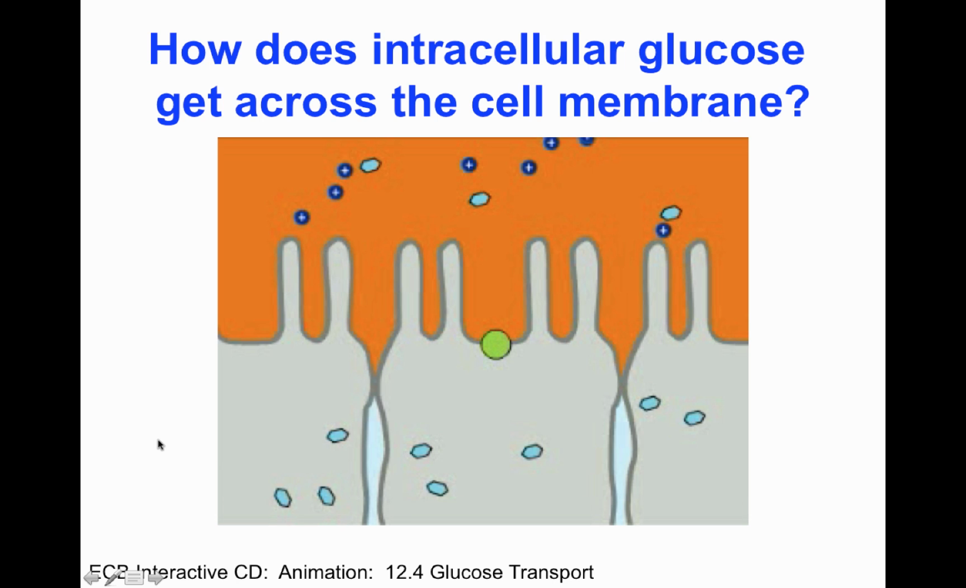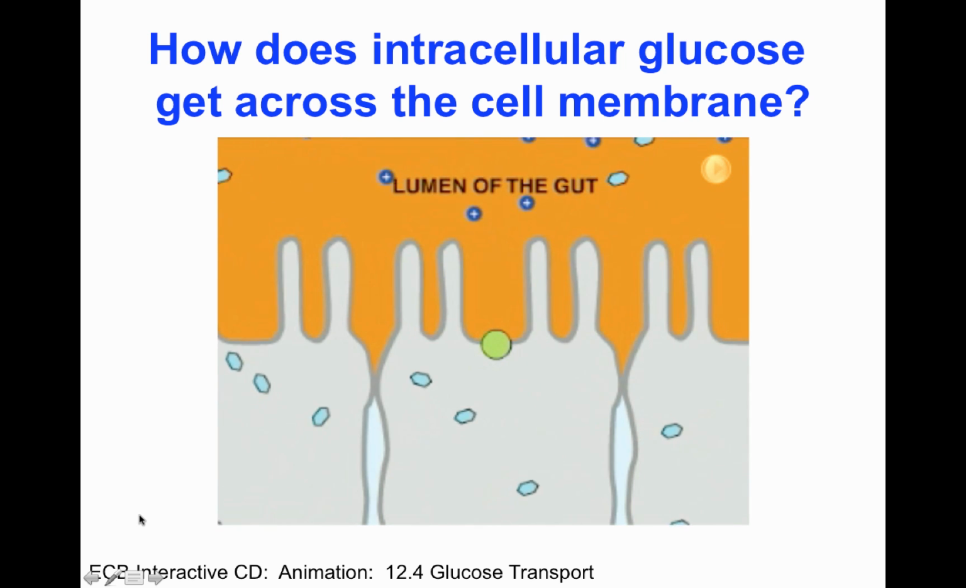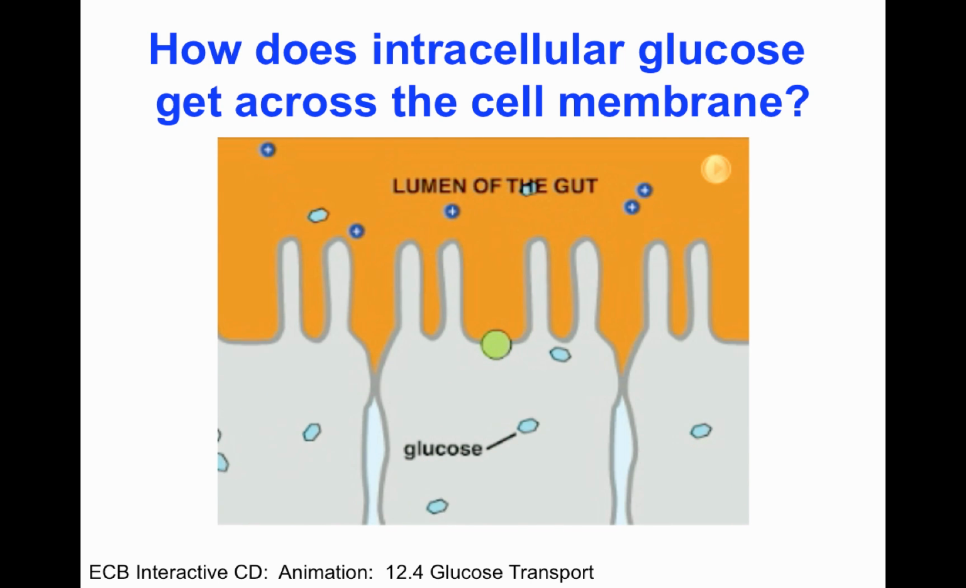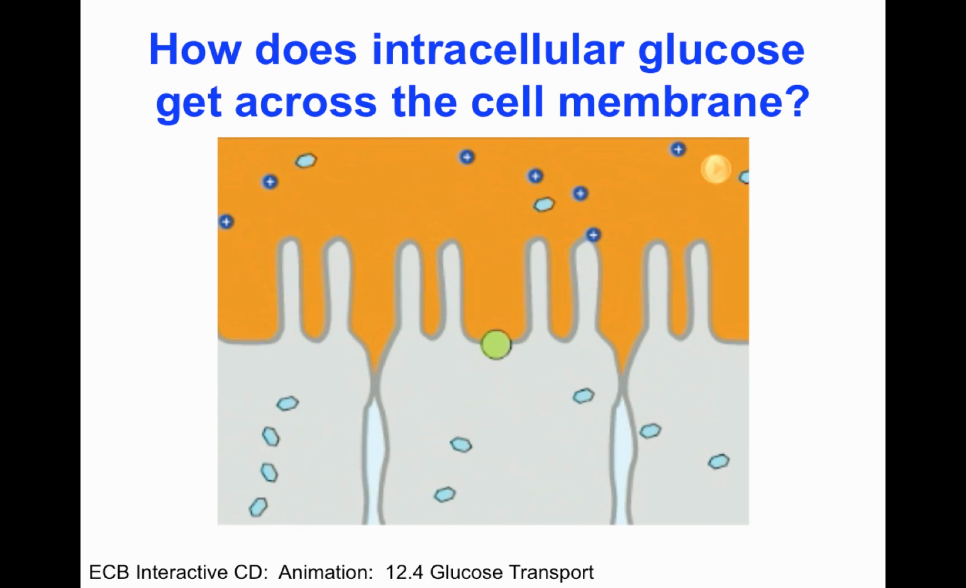So here, let me show you the first movie on how the intracellular glucose concentration is used around the epithelium of the lining of the intestine to bring glucose inside the cell and later pass glucose into the circulation.